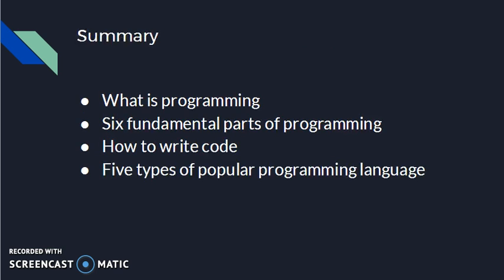In summary, we learned what is programming, 6 fundamental parts of programming, how to write code, and 5 types of popular programming language. In the next class, we will learn how computer science makes contributions to our life and our future.